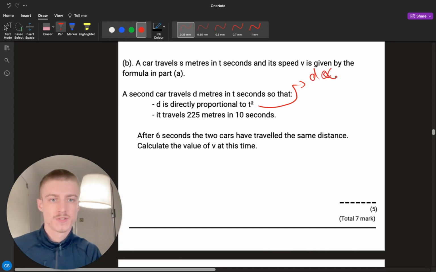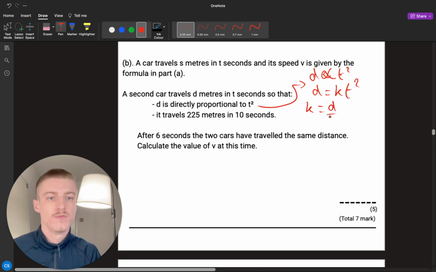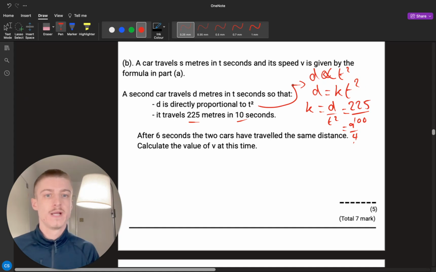D is directly proportional to t squared, which means that d is equal to some constant of proportionality k times t squared. We can figure out k if we rearrange: d over t squared. We know that d is 225 and t is 10. That's 225 over 100, 10 squared. So k is 9 over 4 if we divide by 25. K is 9 over 4, so we can get a new equation for d. D is 9 over 4 t squared.